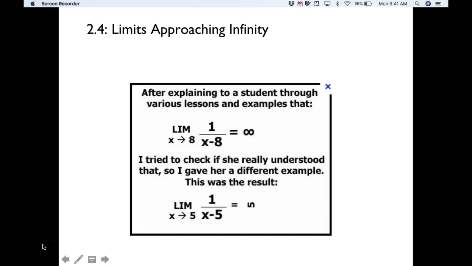Okay guys, today is 2.4. We're doing limits approaching infinity.